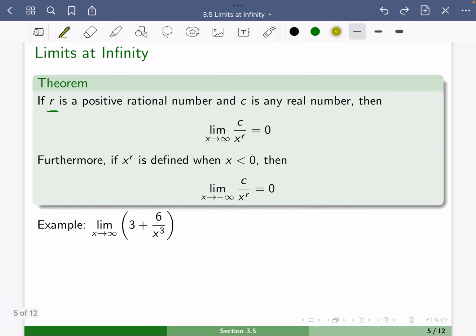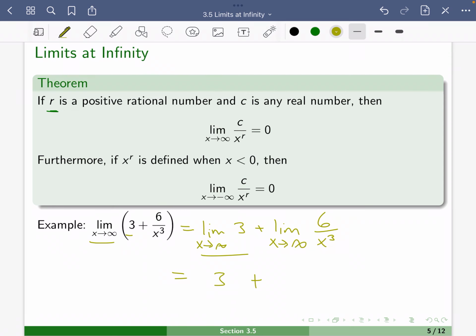Here we have the limit as x goes to infinity of 3 plus 6 over x cubed. If we're going to evaluate that limit, we could split it up into the limit as x approaches infinity of 3 plus the limit as x approaches infinity of 6 over x cubed. For the first part, this is just heading towards 3. The x value is not changing.